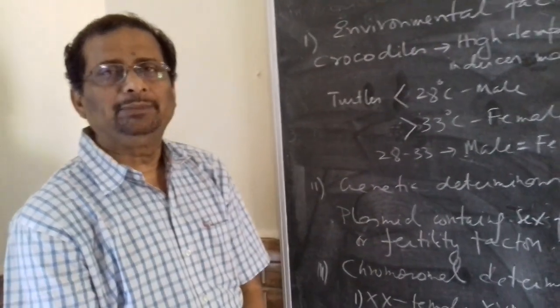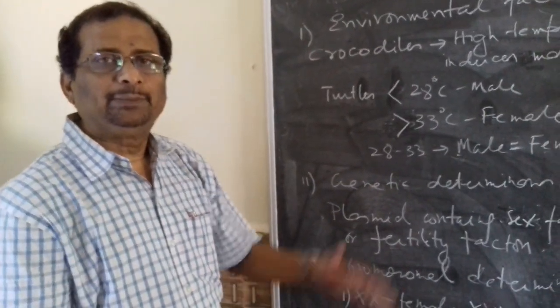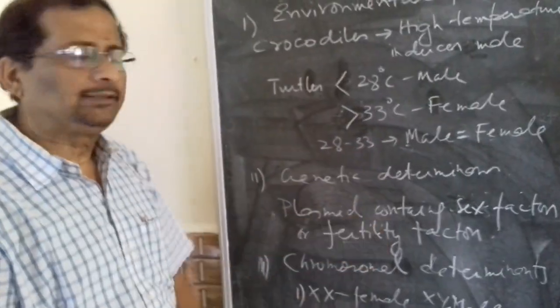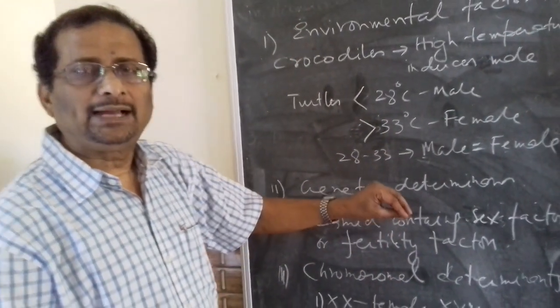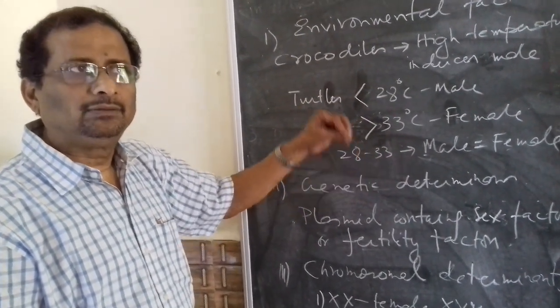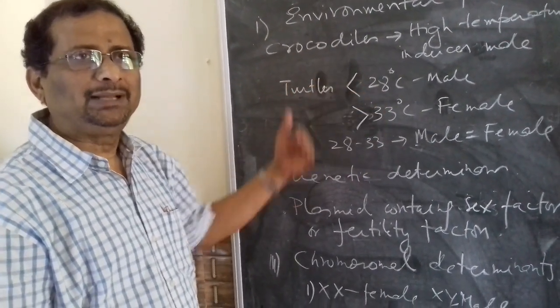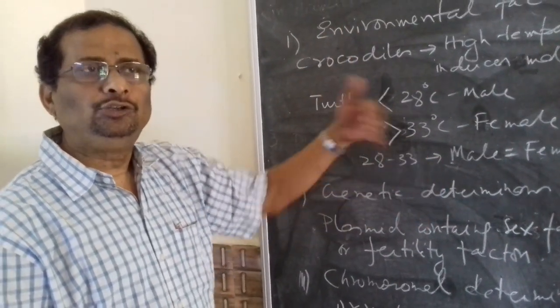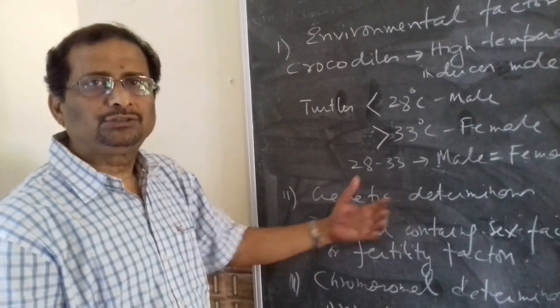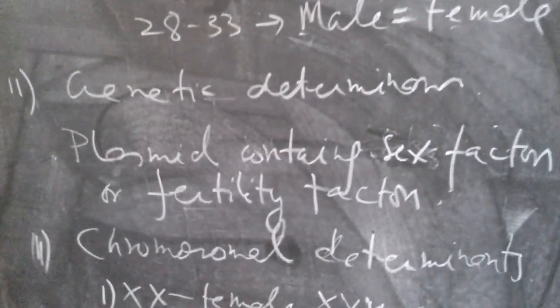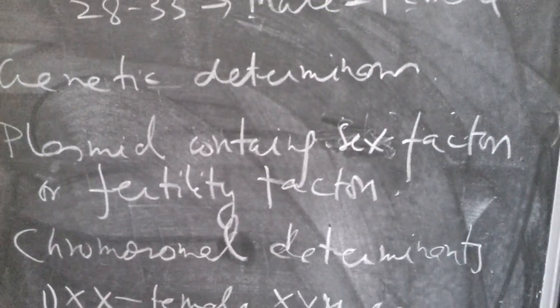The second thing is genetic determination. This is found among bacteria. Like, in the plasmid, there are certain factors which we call the sex factor. The presence of the sex factor in the plasmid can convert one strain into another strain. Suppose a plus strain bacterium can convert a minus strain bacterium into a plus strain by introduction of the sex factor. So we say here that there are certain genes which also determine sex.